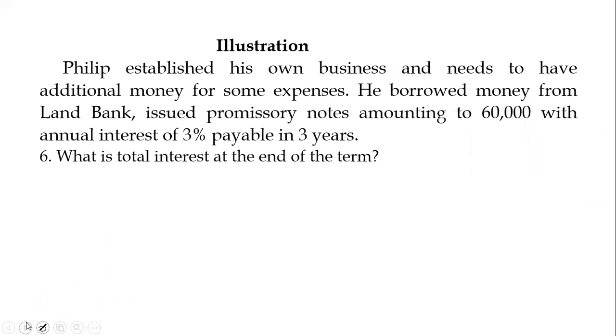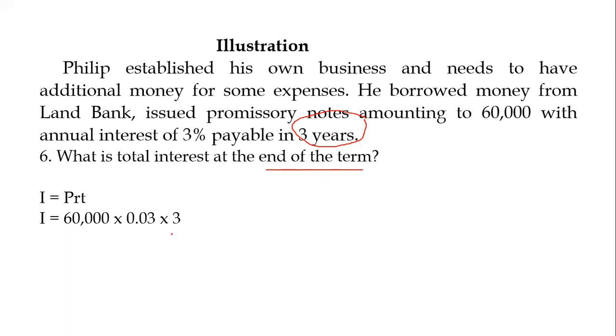What is the total interest at the end of the term? So ang tinatanong end of the term, ano ba yung kanilang agreement? That is 3 years. So it means we need to know the interest after 3 years. So by using the formula, 60,000, that's the principal, times 0.03, that's the 3% interest, times 3, since we are talking about the 3 years agreement, since ang tanong ay end of the term. Okay, so the correct answer is 5,400.